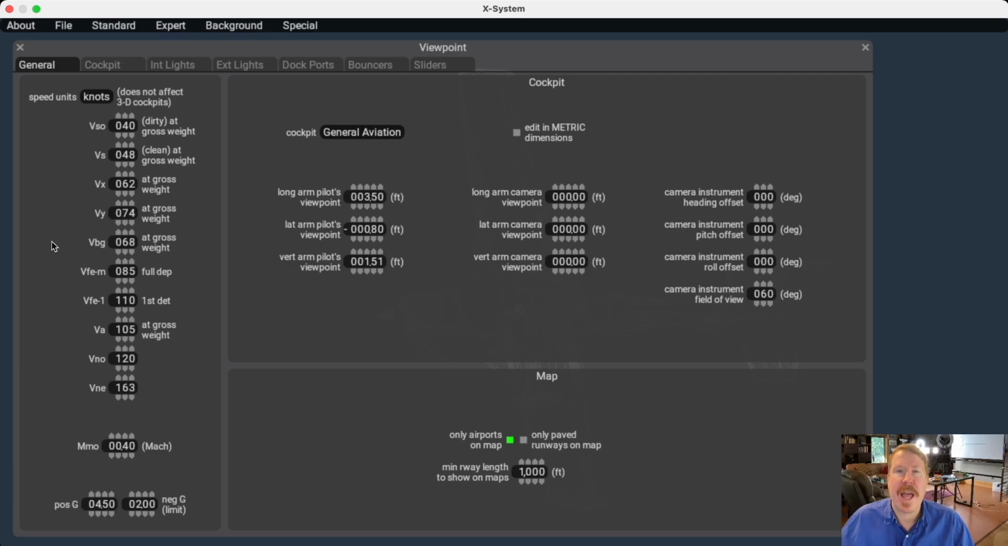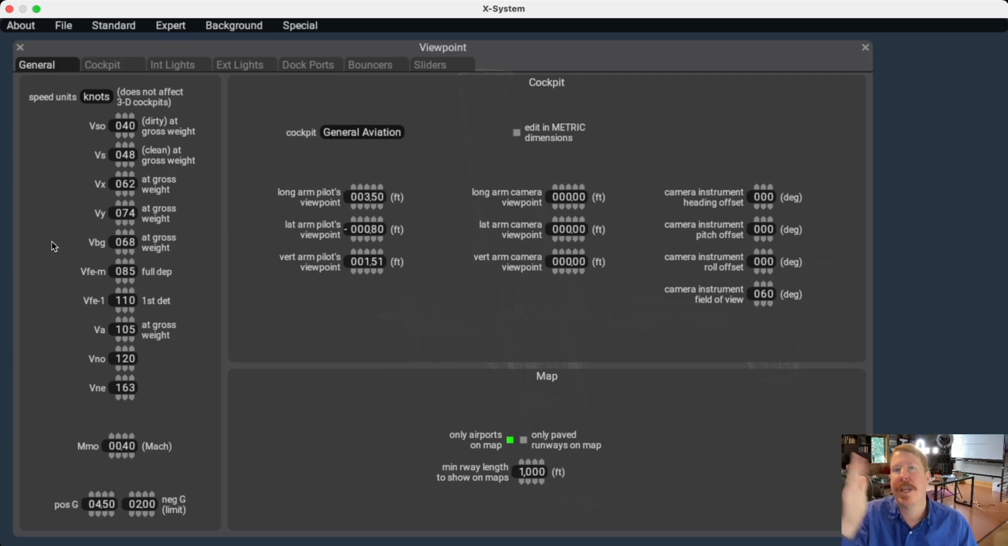VFE-M. This is flap extension. VFE stands for flap extension. The flaps can go to their maximum deployment, in this case at, looks like, 85 knots. Now, in the Cessna 172, there's a VFE-1. It's a little higher speed for that first notch of flaps, and that's 110 knots. So in the Skyhawk, you can lower those flaps down by 1 notch at 110 knots, let the airplane slow down to 85, and then add the rest.